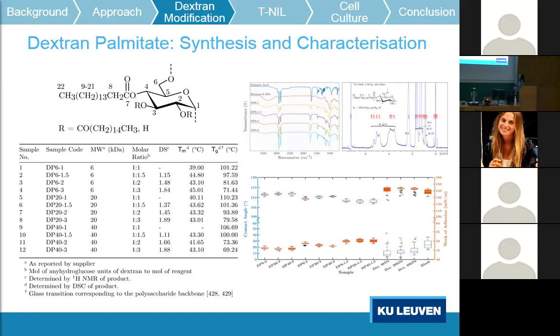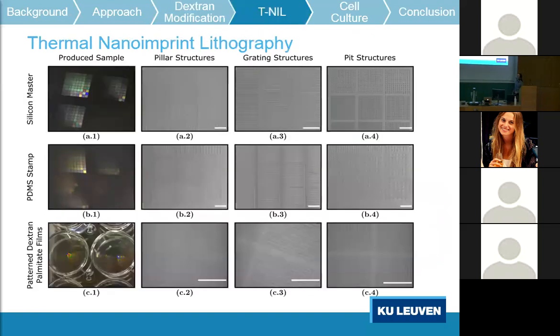And finally, I spin-coated some films of these different materials and examined how they would alter the wettability or hydrophilicity of this material through their composition. And this is done via contact angle measurements with water, and I also calculated the work of adhesion that correlates to this between the water and the surface. So with the compound synthesized, I could continue on with the patterning.